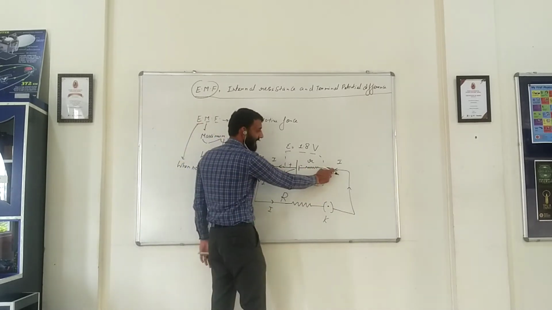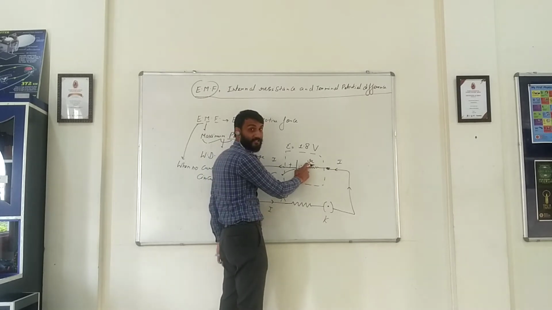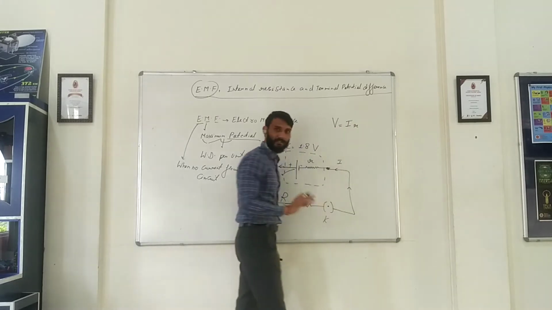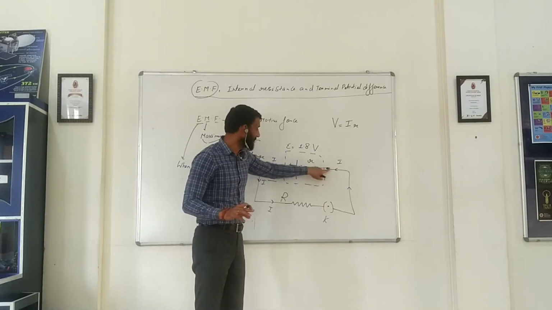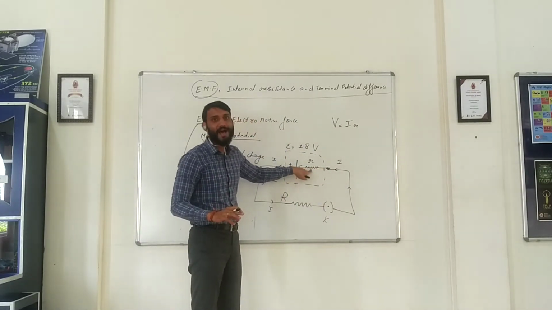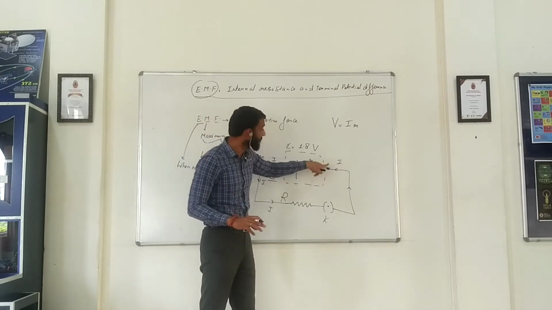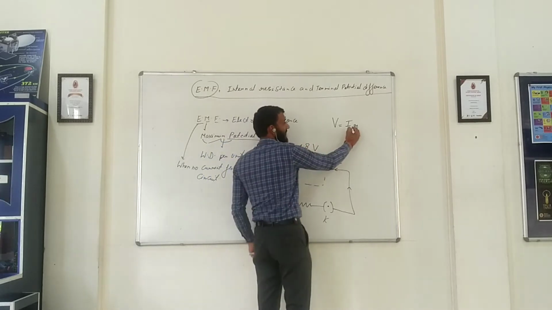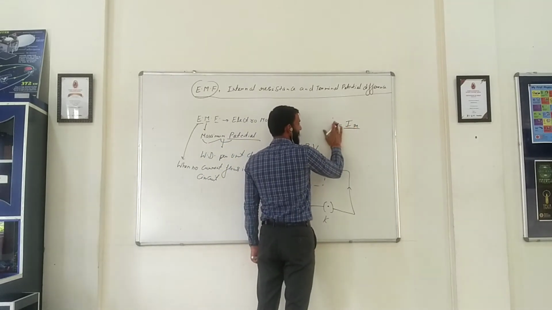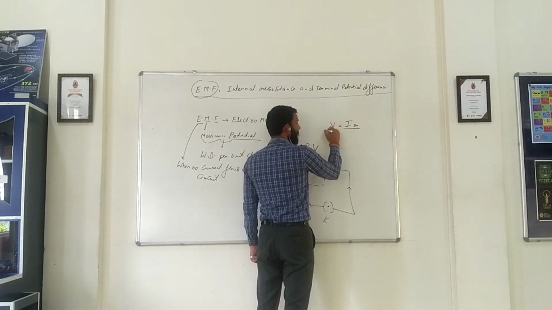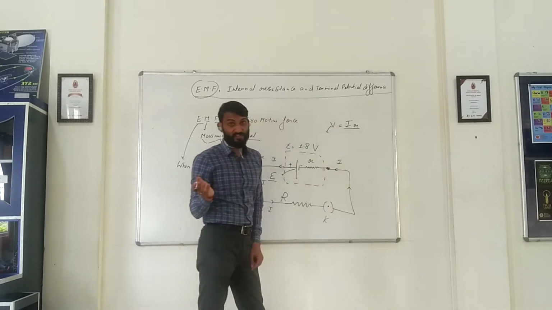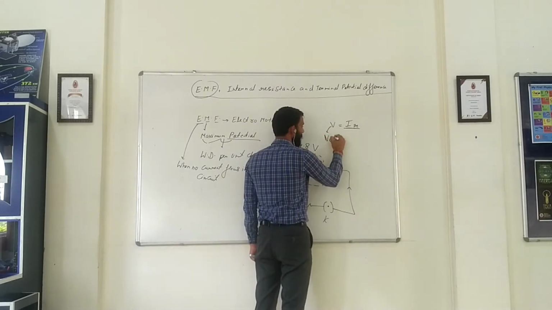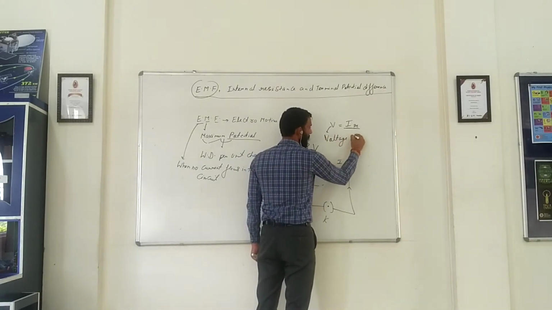So if this current I flows through this resistance, according to Ohm's law, we all know that V equals I into R, right? When this current I passes through this R, the product of I and R is something we call small v, which is of course potential from Ohm's law, and this is what we call voltage drop.